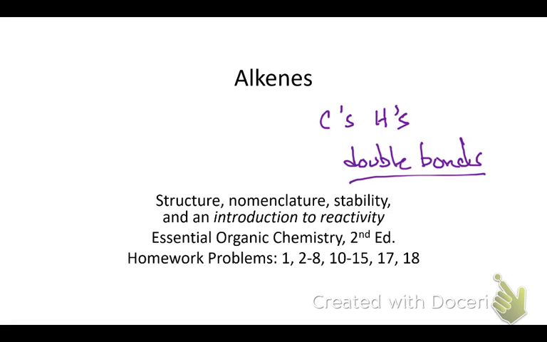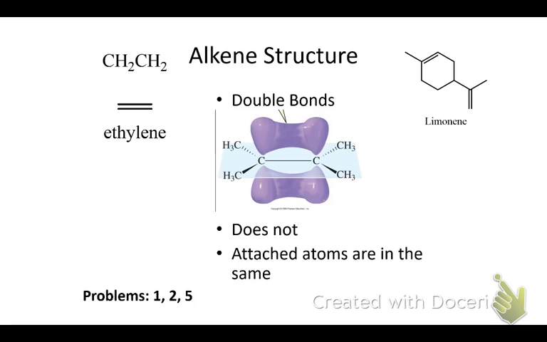The structure of an alkene, like ethylene, for example. This is CH2CH2. This is ethylene. These all are, except for limonene, actually. Limonene is the lemon citrusy smell, right? That comes out of citrus. Limonene is also an alkene, but it has two double bonds in it, so it's actually technically known as a diene because it has two double bonds.